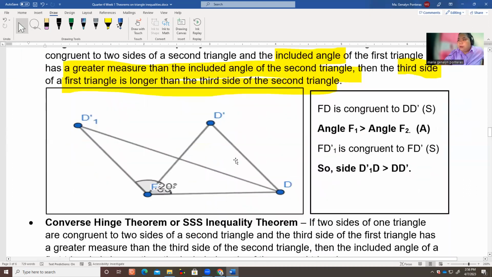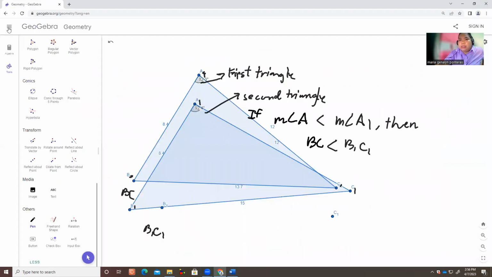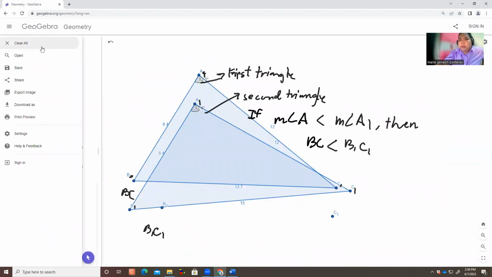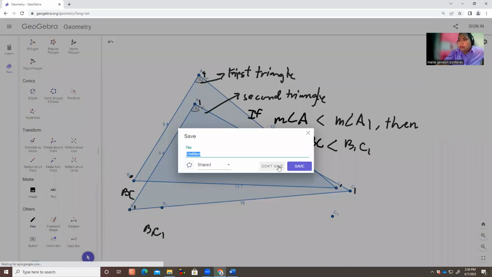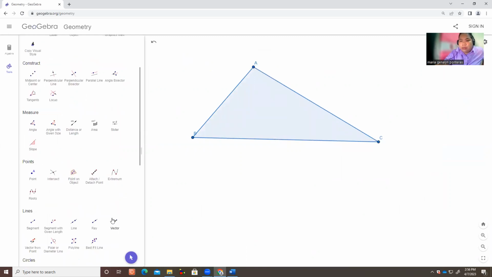So this time, kanina nag-SAS tayo, SAS congruence theorem. Ngayon, ang gagawin natin is triple S naman. Gagawa tayo ng triple S congruence postulate. Ayan. Gagawa tayo ng triple S congruence postulate. Triangles natin.